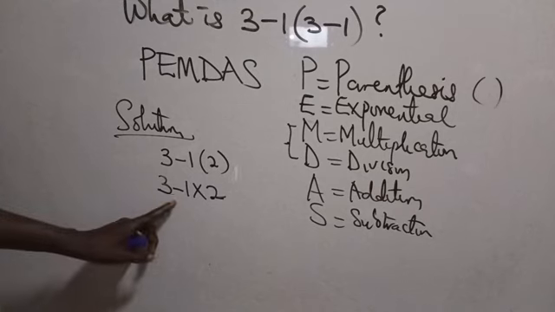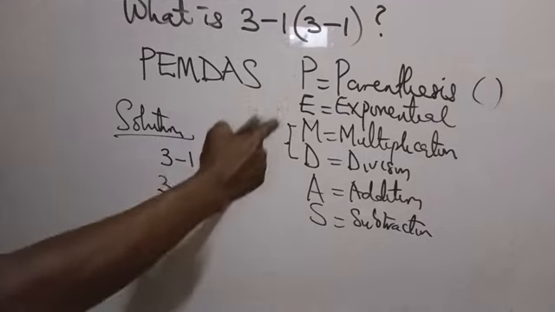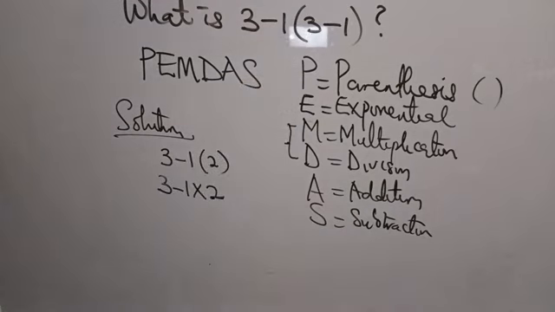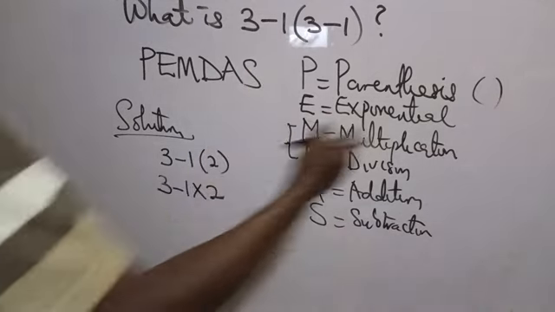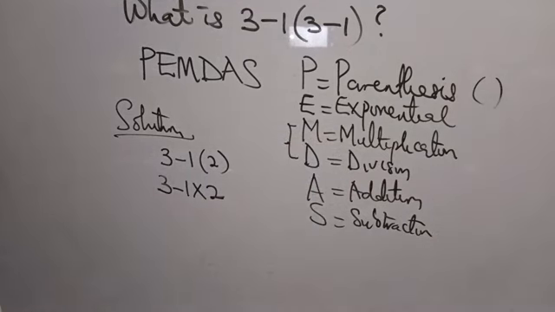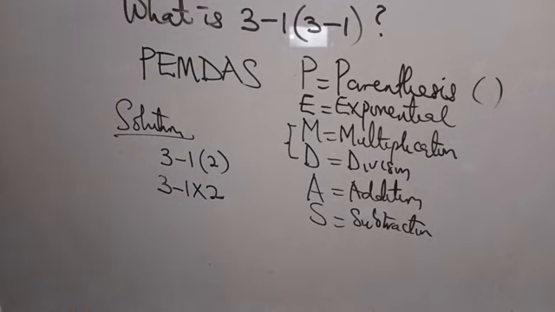Don't say 3 minus 1 is 2, 2 times 2 is 4. No. Stop it. Don't do that. Now, what you're going to do is apply this principle of PEMDAS. The first priority will be given to what? Multiplication, because you have considered parentheses, and there's no exponential in this particular question. So the next is multiplication.